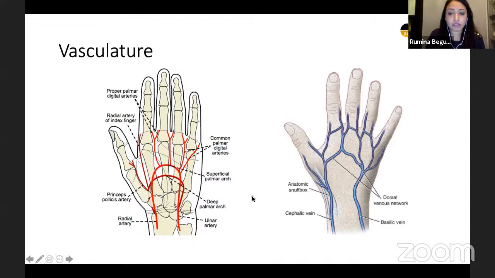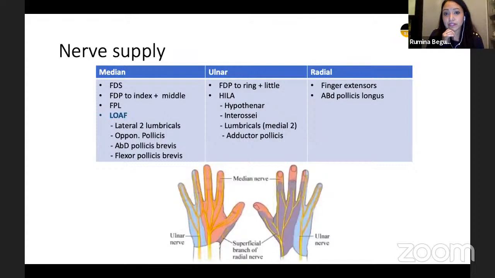The main thing with regards to the venous drainage is that there's an extensive dorsal venous network, and they all drain into the cephalic vein and the basilic vein. Moving on to the nerve supply, the main three nerves, as we all know, are the median, ulnar and radial nerves. The easiest way to remember is that the radial nerve is principally responsible for finger extensors through the posterior interosseous nerve, which lies in the floor of the fourth compartment, the wrist compartment, and also supplies the motor function of abductor pollicis longus.